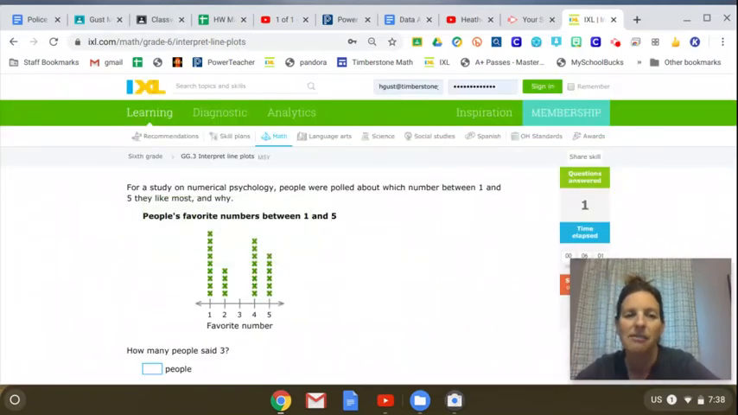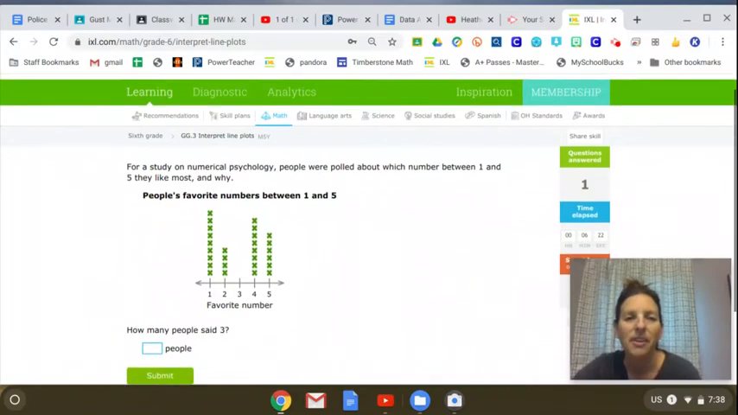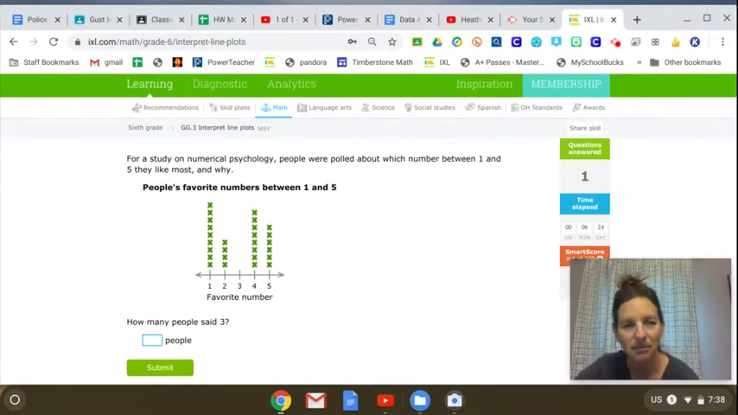Okay, now for a study on numerical psychology. Ooh. People were polled about which number between 1 and 5 they like most and why. Oh, I would have to change my favorite number for this question. People's favorite number between 1 and 5 is our title.